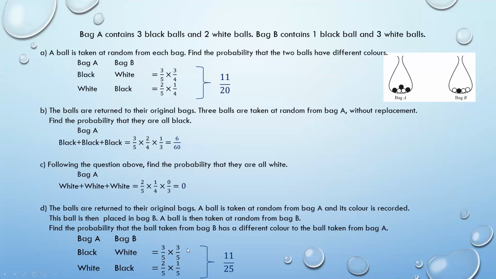Then if you pick white from A, you put it in B. You have 5 now, the white is 4, but the black still has 1. We want black, so it's 1/5. After you multiply these, you add them together, and that will be your final answer. This is how we answer this question.